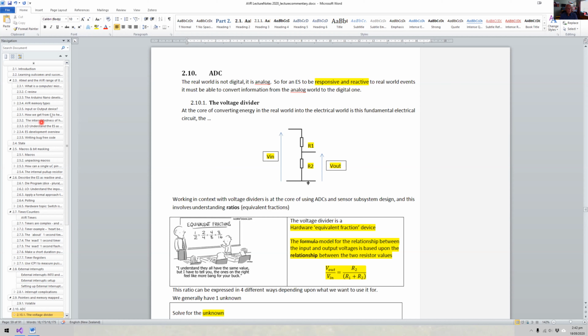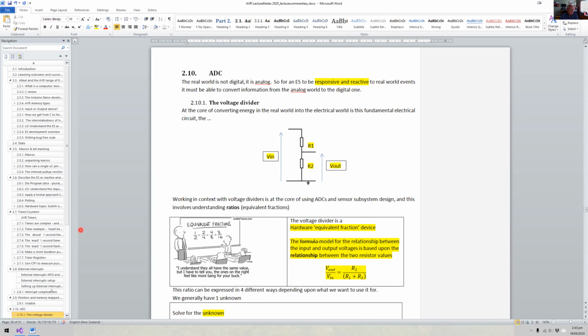What is it all about? It's all about being responsive and reactive to real world events. And when I say real world events, I mean a lot of the real world is in analog form. It's not in digital form. That's why we've got to convert it to digital. So what we use is the ADC.